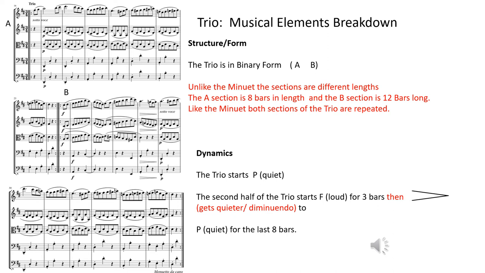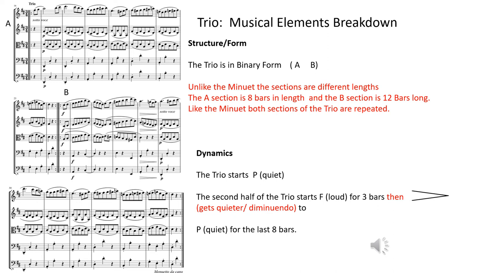Unlike the minuet, the sections are different lengths. The A section is 8 bars in length, but the B section is 12 bars long. Like the minuet though, both sections of the trio are repeated.